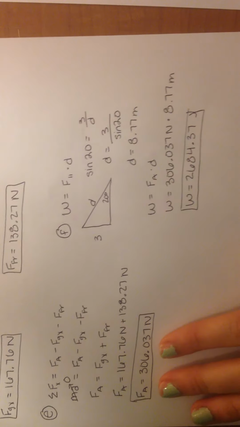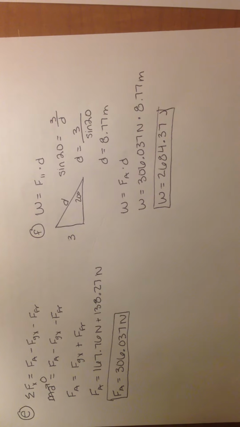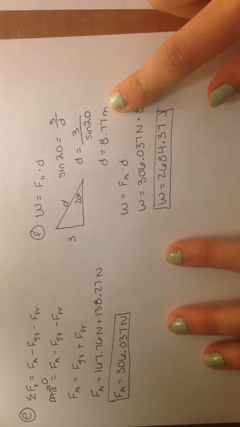Part F is probably the hardest part of this problem. It says calculate the work done by the person pushing the box, assuming the box is raised to the vertical height of 3 meters. So I don't think by this unit we had done work yet, but I don't really remember. But anyways, we've covered it now. So work is equal to the parallel force times distance. So we have to use our sine rules and say that sine of 20 degrees is equal to opposite over hypotenuse, so 3 meters over our distance. Solve for distance, and we get 8.77 meters.